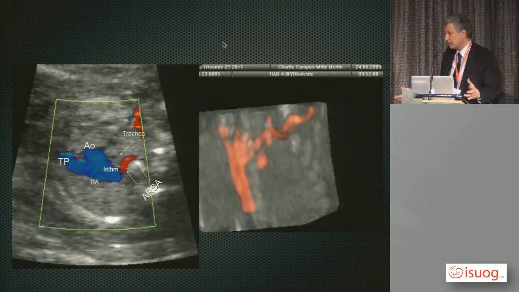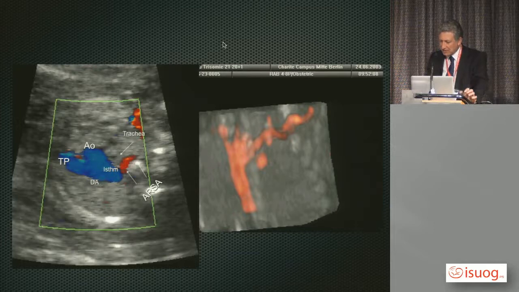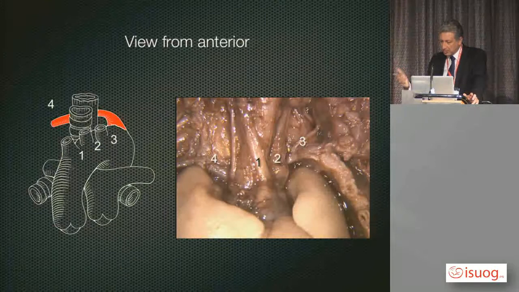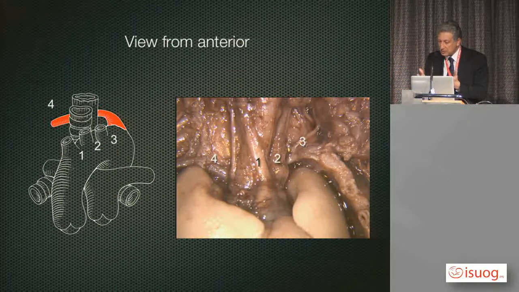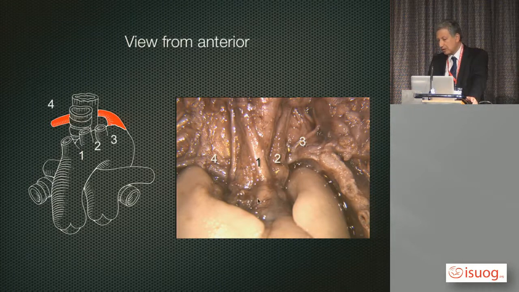And I started to write a case report. But before doing this case report, I wanted to see how this looks. I went to the pathology. I had a good friend there, and organized the photographs, because I wanted to see what I saw on ultrasound. And when we opened the thorax, we saw the right common carotid artery.